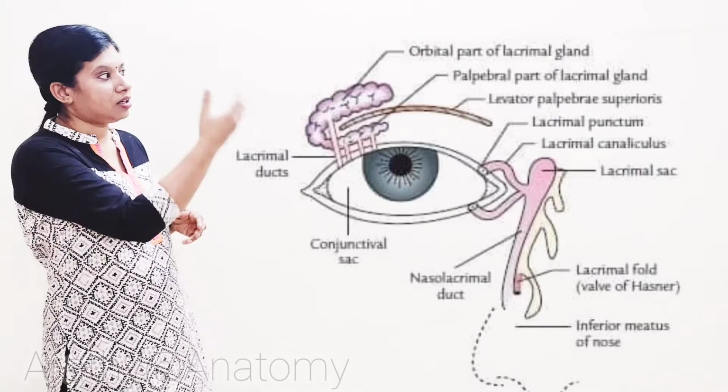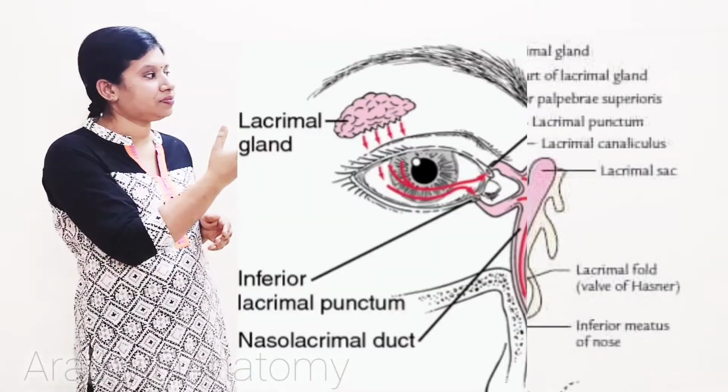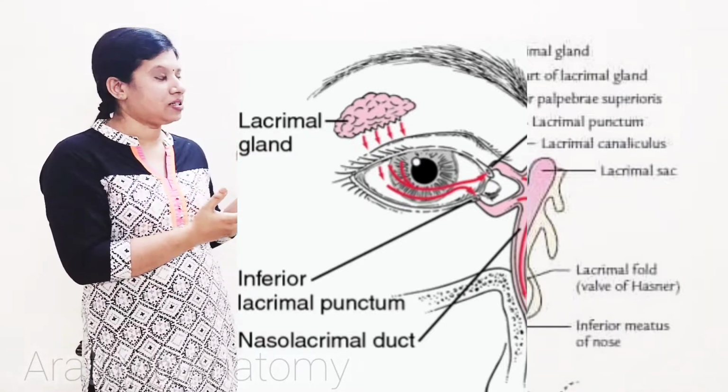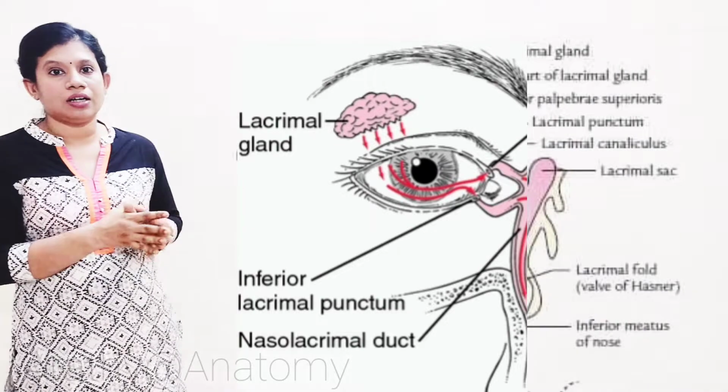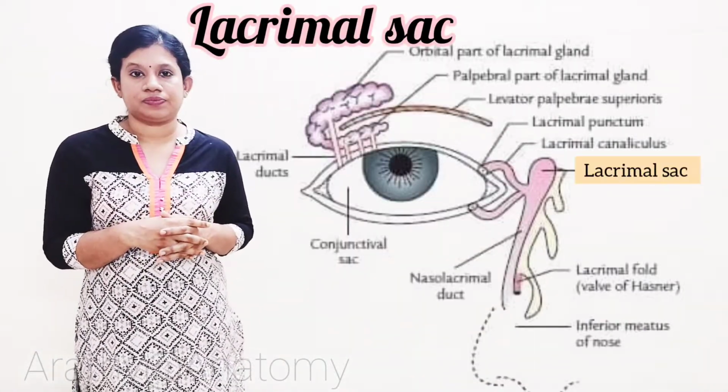That means now you can see the gland is mainly producing the lacrimal fluid. It comes out through the duct and reaches the conjunctival sac. It enters the lacrimal punctum. Now it reaches the lacrimal canaliculi. The next part is the lacrimal sac.